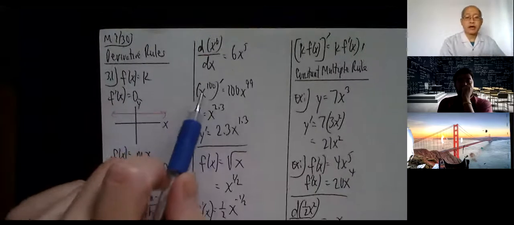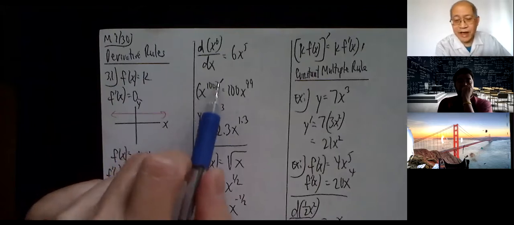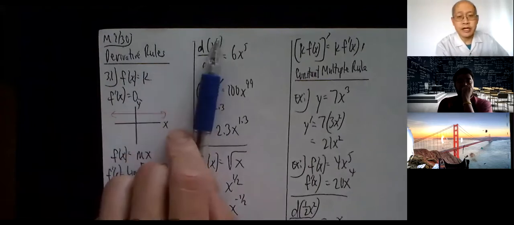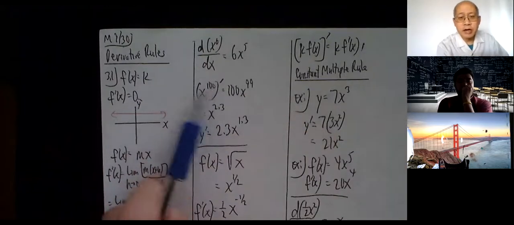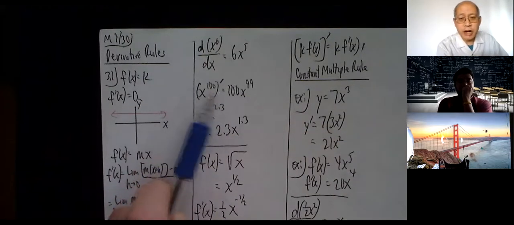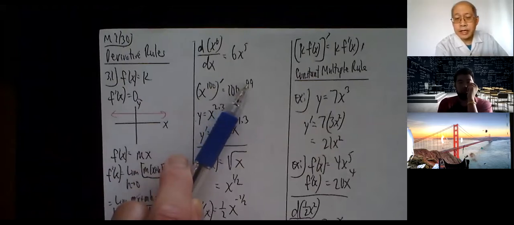What is x to the 100th, prime? Another way you can write the derivative, right? I like this because it's fast. You just give the function you're trying to take the derivative of and put the prime. So x to the 100th prime, 100 comes down in front, and then subtract 1. So 100 x to the 99. Pretty easy. Get the hang of it.